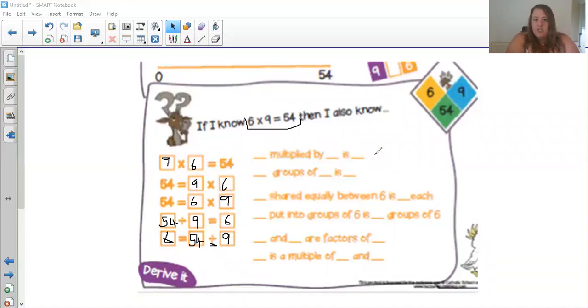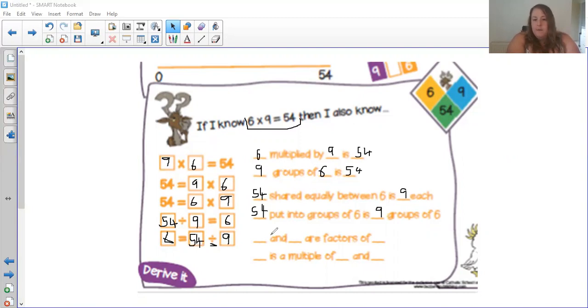Okay, we then go to the question side. So something multiplied by something is something. So again, I can have my 6 multiplied by 9 is 54. And then my groups of, I know that 9 groups of 6 is 54. So again, I've just swapped those two around. Okay, next one. Something shared equally between six is something each. So 54 being my total, 54 has to be shared equally between six. So it's given me one of my numbers is 9 each. And again, my 54 is my total. Put into groups of six is 9 groups of six.